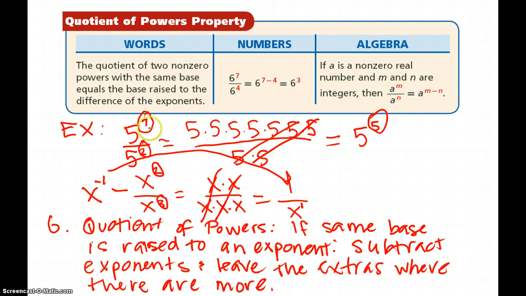So here we had more on top, so 7 minus 2 gives me 5, so I leave the 5s up top here. Down here the extras are on the bottom, so when I do 3 minus 2, I leave the 1 on the bottom. And you can put these examples in your notes. If you want to put examples underneath the rules, put those 2 examples right there.